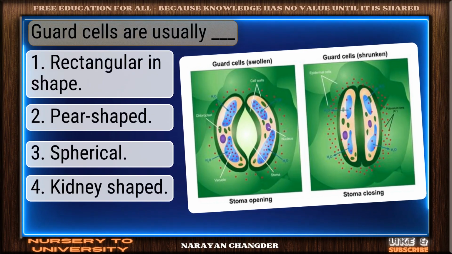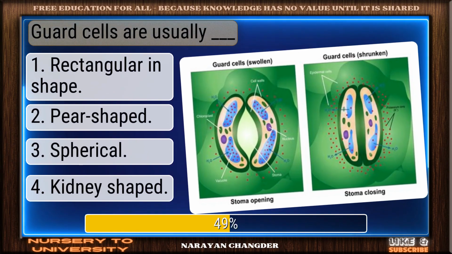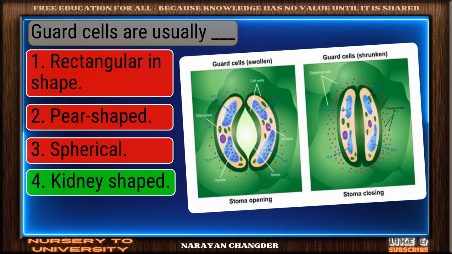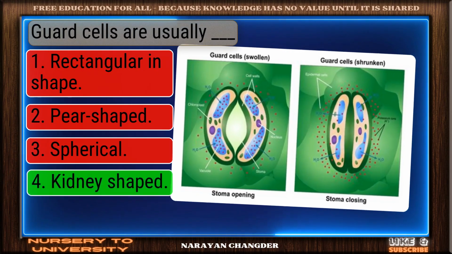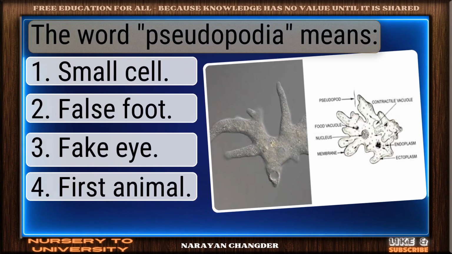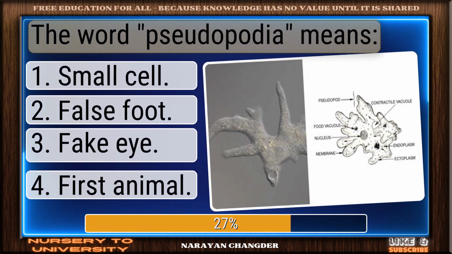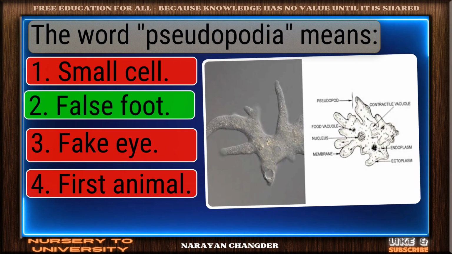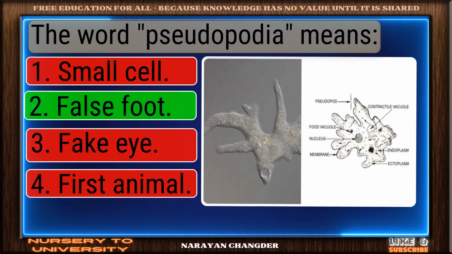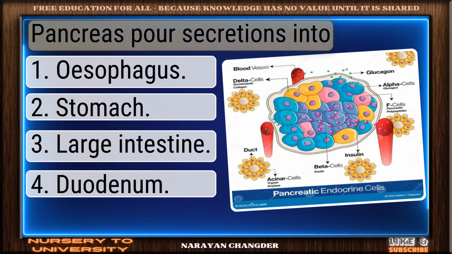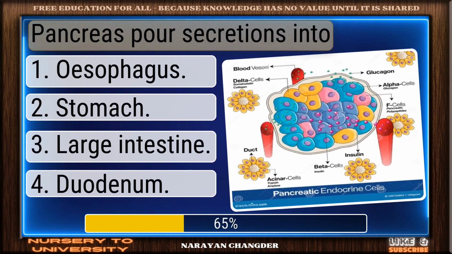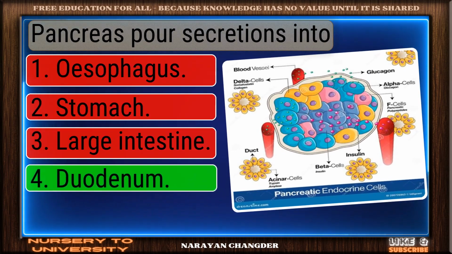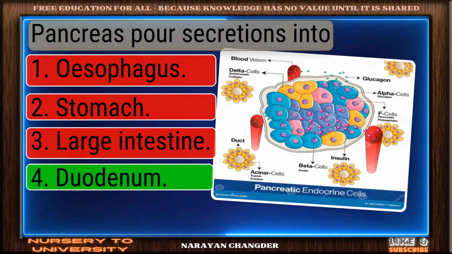Guard cells are usually dash. On track. Kidney-shaped is correct. The word pseudopodia means. Good thinking. False foot is right. Pancreas pour secretions into. Perfect. Duodenum is the one.